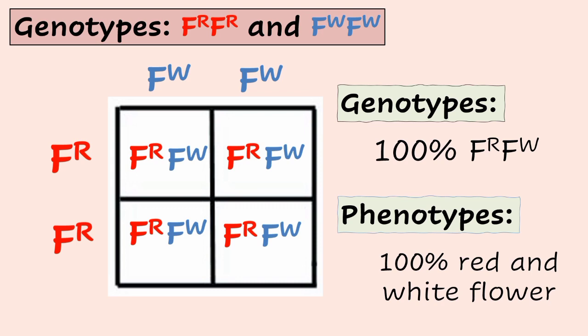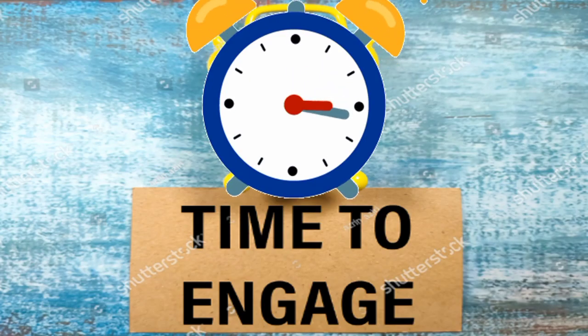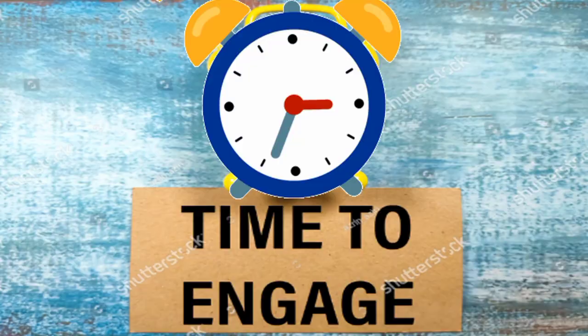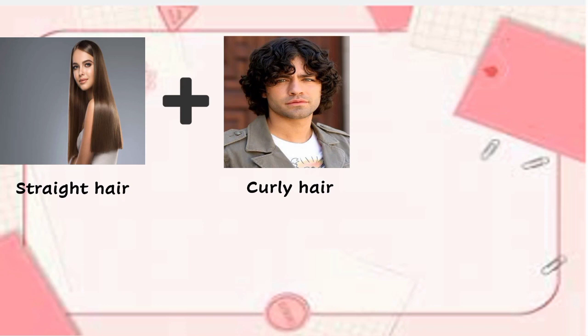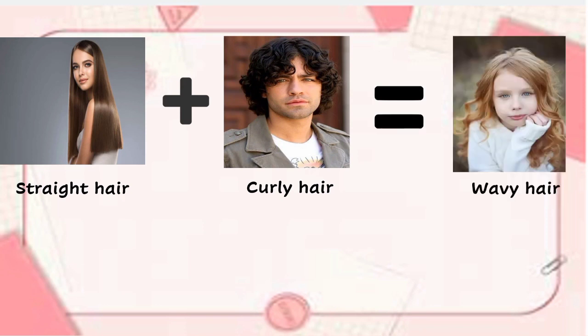Okay, so it's time to engage everyone. I'm going to show you different features, then you are going to identify whether it is codominance or incomplete dominance. For the first one, we have straight hair plus curly hair, which equals wavy hair. What do you think will be the answer? Very good. It is incomplete dominance.